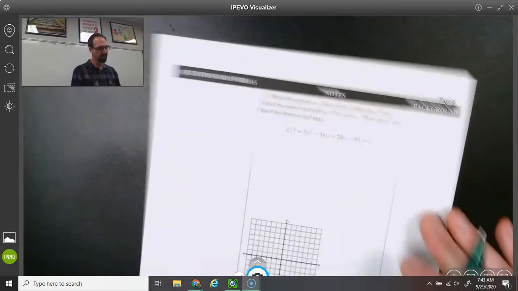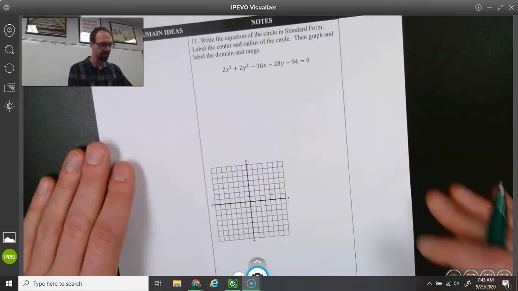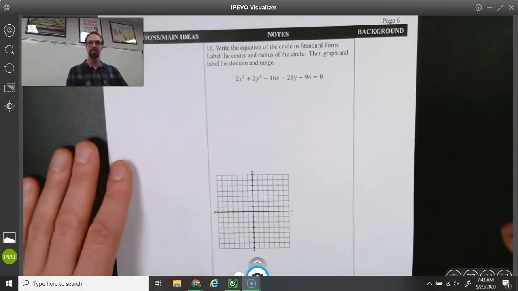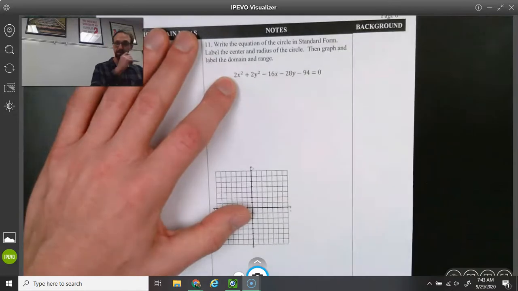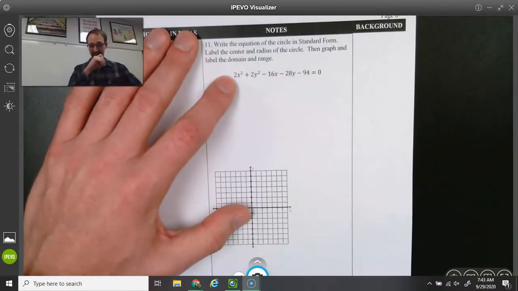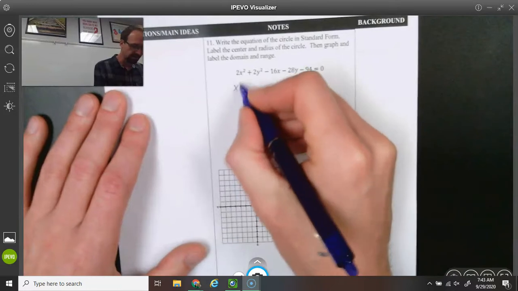Last part, write the equation of the circle in standard form, label the center and radius, then graph and label the domain and range. This is an example of the one we just did, just a little bit more complicated. So what I'm going to do is I see all of these values are divisible by 2, so I'm going to go ahead and divide by 2 on both sides first. That's going to give me a nice, easier circle to work with.